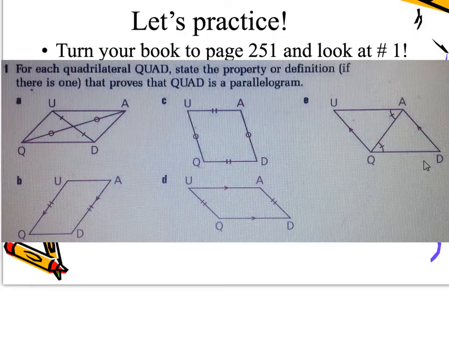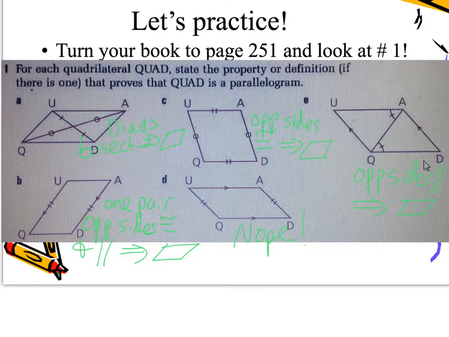So this is from page 251 in your textbook. For each one of these, you want to state the property or definition, if there is one, that proves the quadrilateral to be a parallelogram. Now, one or more of these may not be, but we want to see which ones are. By the way, those little circles are congruent marks, so those are congruent segments. Take a second, pause the video, and then I'm going to pop the answers up here in just a sec.